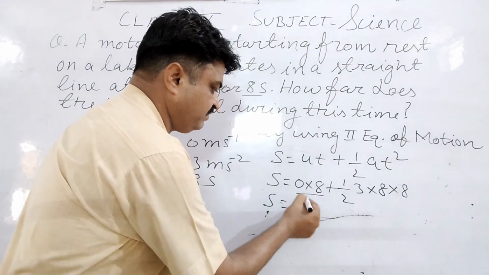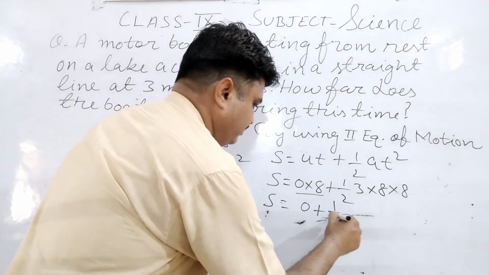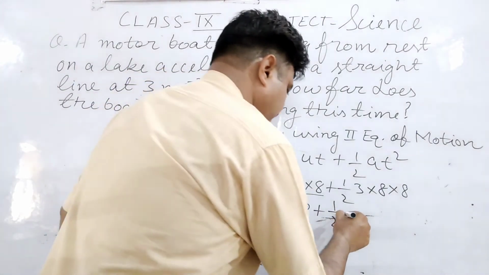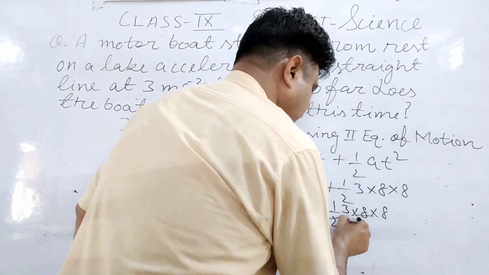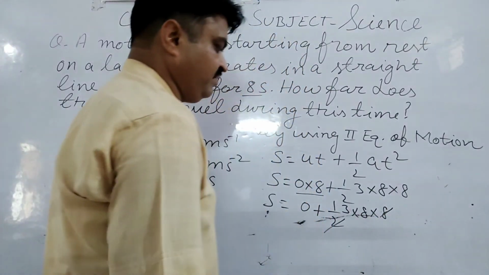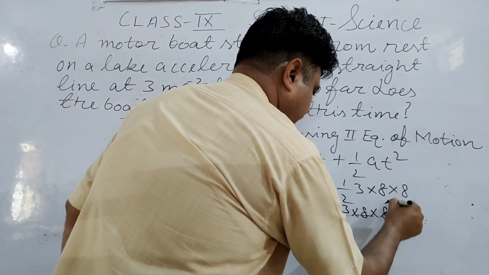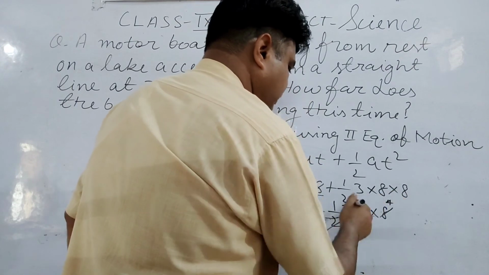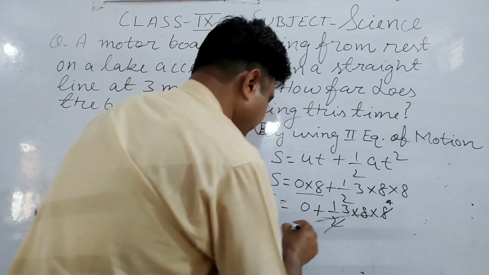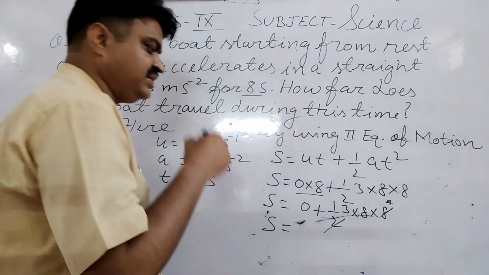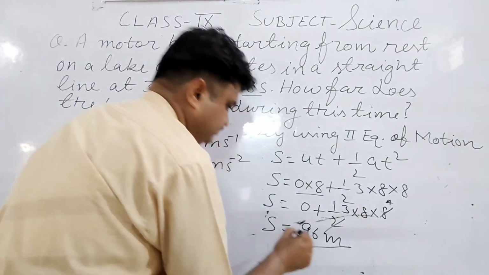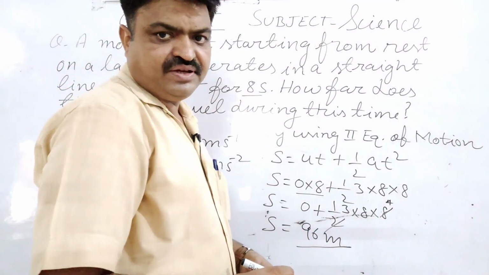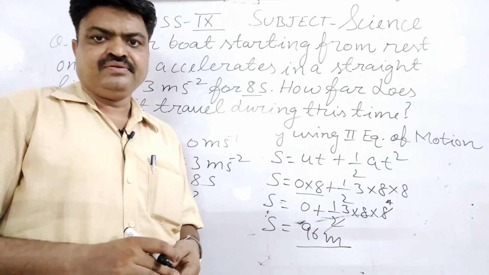So this ut will become 0 and we will have only 3 multiply 8 into 8. So from this 8 will be cut and it will be 4. So 4 3s are 12 and 12 8s are 96. So the answer that we will get will be 96 meter. So in this way we will solve the question.